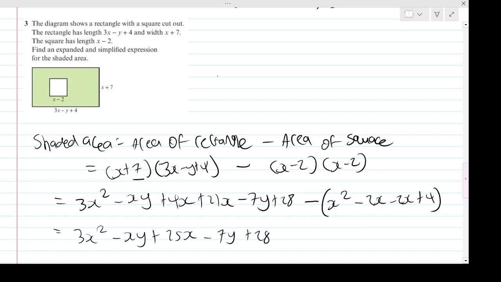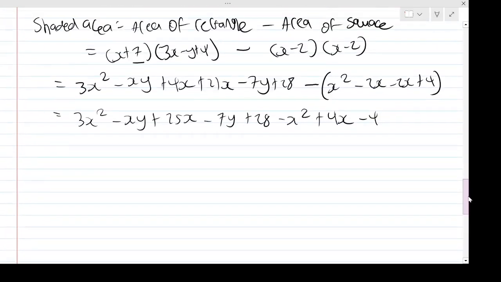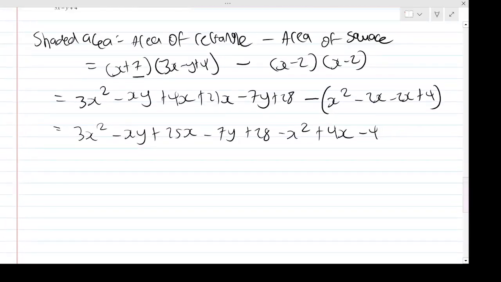Okay, then I'm going to deal with this bit, so I'm going to get rid of the bracket, so I'm going to times by negative everything. So essentially the signs change if I times by minus 1. So this will go to minus x squared, and then minus 2x will be plus 2x, and then it will be a plus 2x again. Now, actually, we can simplify this, can't we? Because that will go to 4x, 2x with 2x is 4x. And then we have a minus 4.